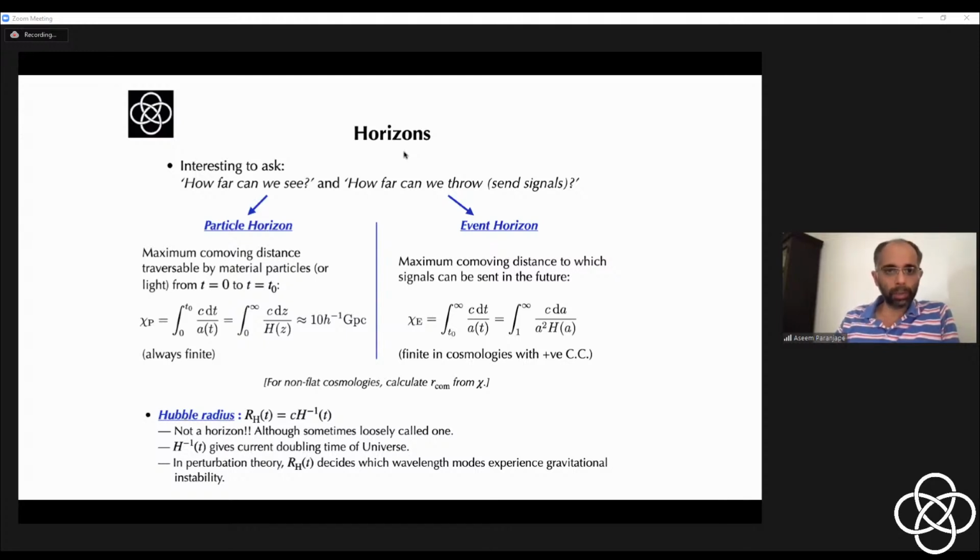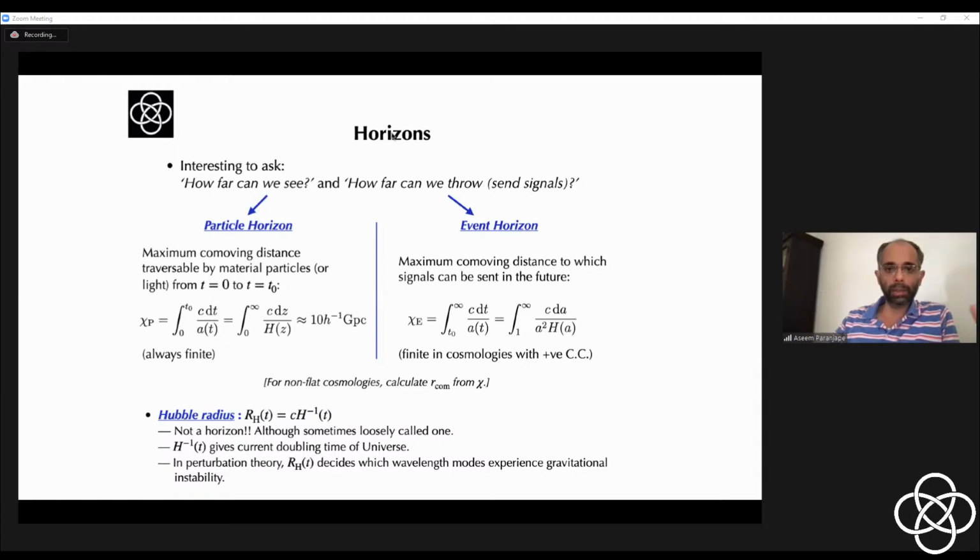So the interesting question to ask here is the two of them. One is, how far can you see? Okay, this is actually a very general question. It has been asked by many people across history. Sailors who went out on ships would ask, how far can we see? Okay, how far is the horizon?